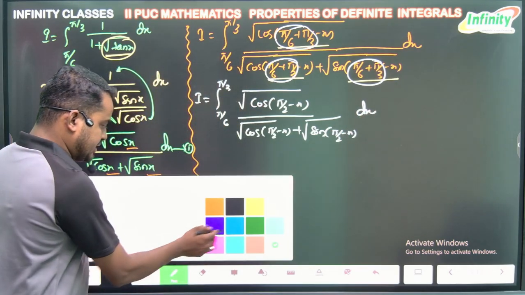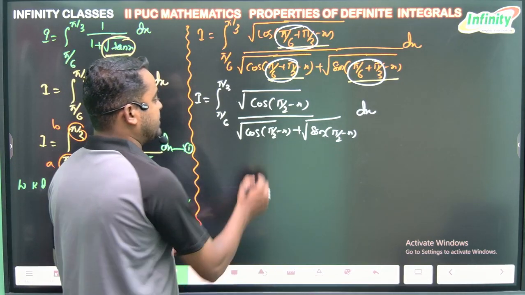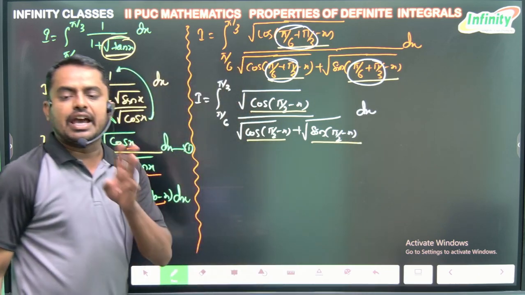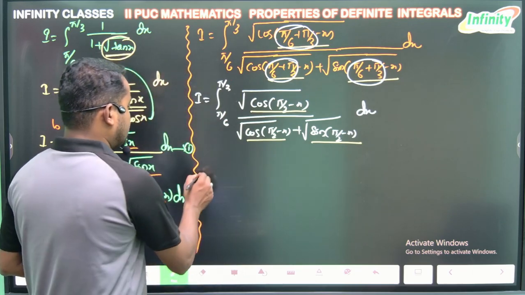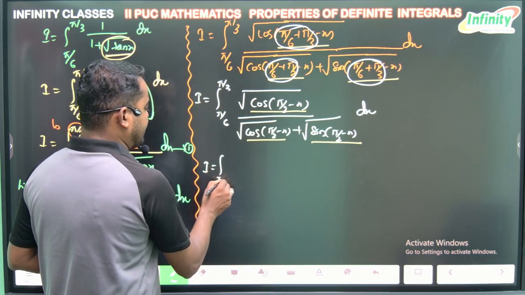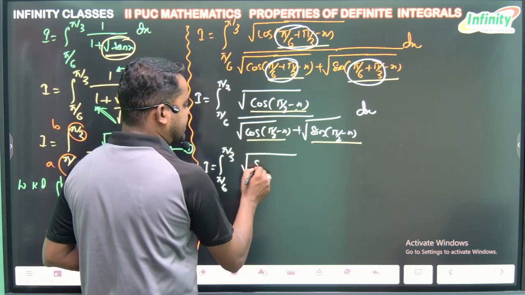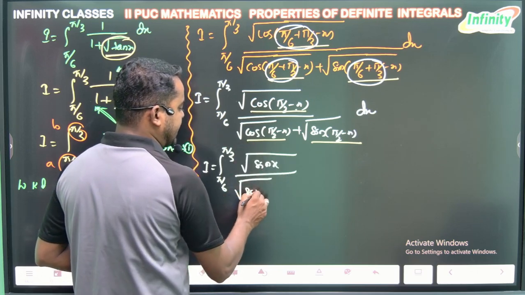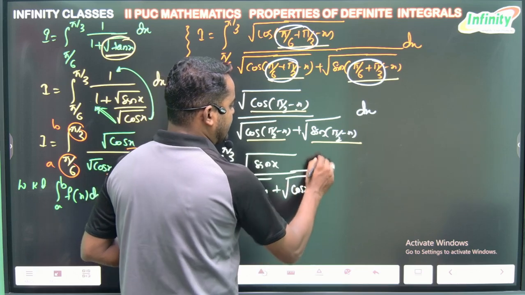Now after this we are using the complementary angles or allied angles of the trigonometric functions. Cos(90 minus x) is what? Sin x. Sin(90 minus x) is what? Cos x. Now I is equal to the integration from 5π/6 to 5π/3 of root sin x divided by root sin x plus root cos x dx.